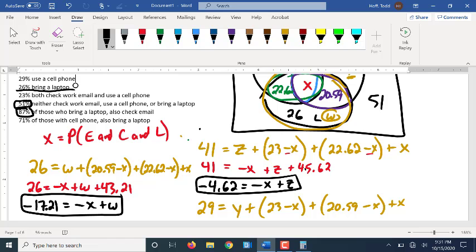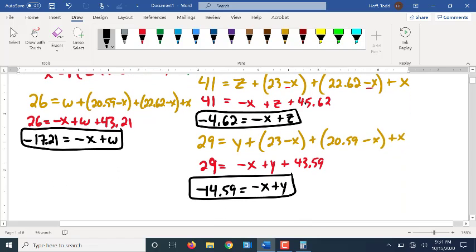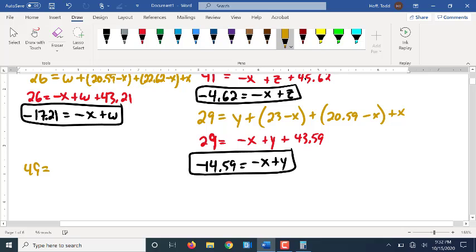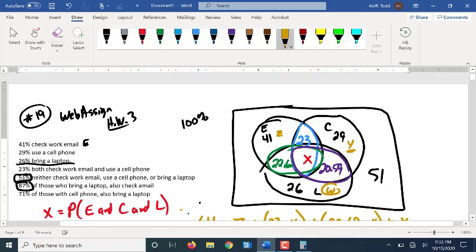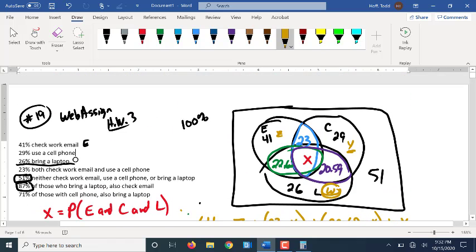Finally, I want to do the whole thing. The whole works has to add up to 49%. I'll give myself a little more room down here for this. That 49% is going to equal W, Y, and Z.